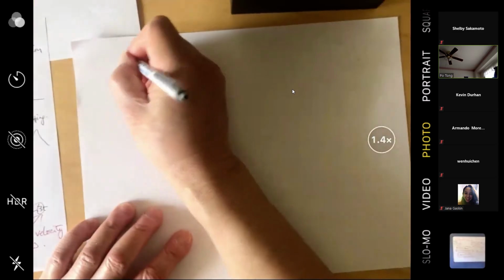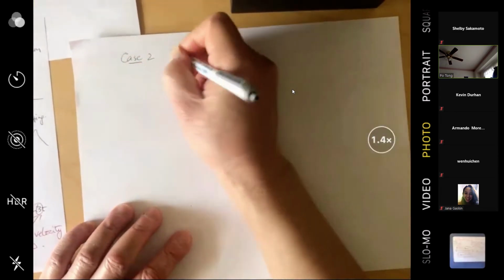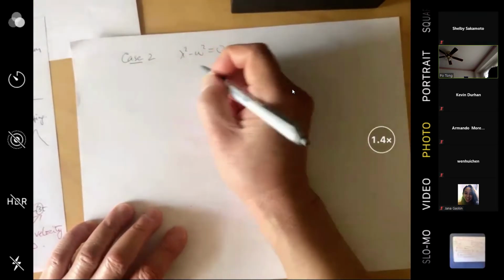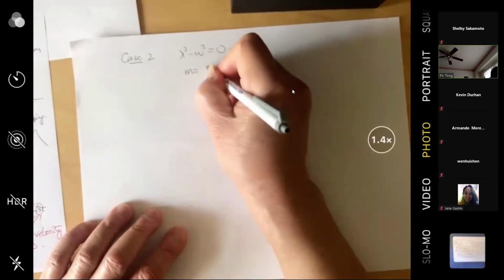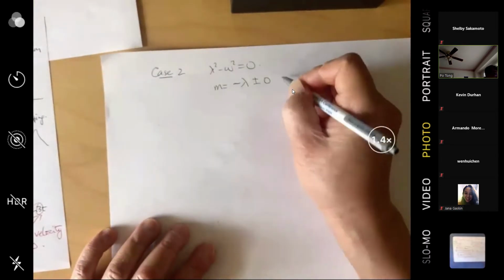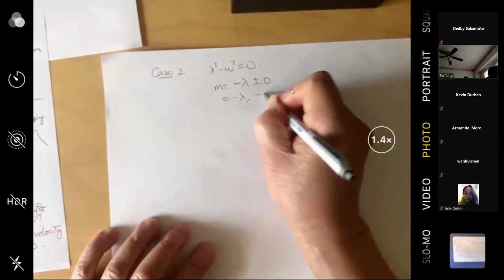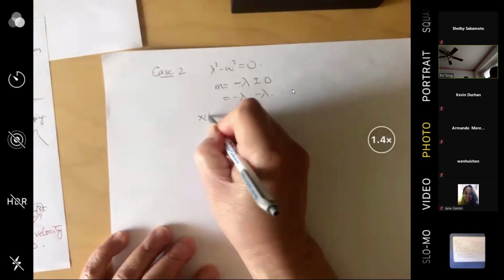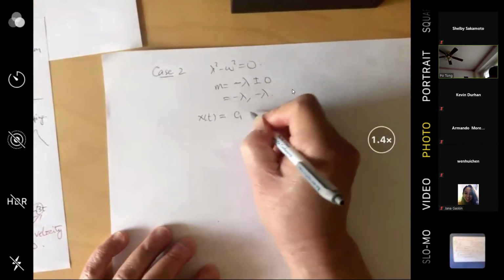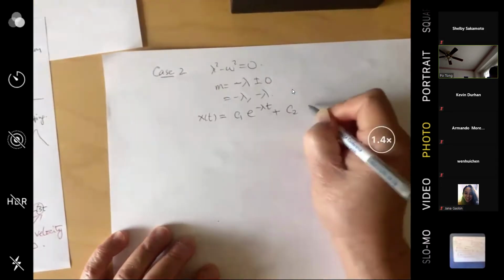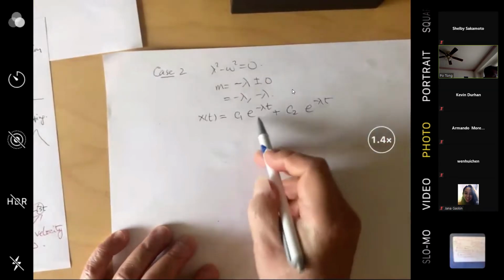So case 2. Case 2 is lambda squared minus omega squared equal to 0. Then your m will be minus lambda plus or minus 0. That means m is equal to minus lambda and minus lambda. So how does the equation look? x of t will be c1 e to the power minus lambda t plus c2 e to the power minus lambda t. But these are the same.